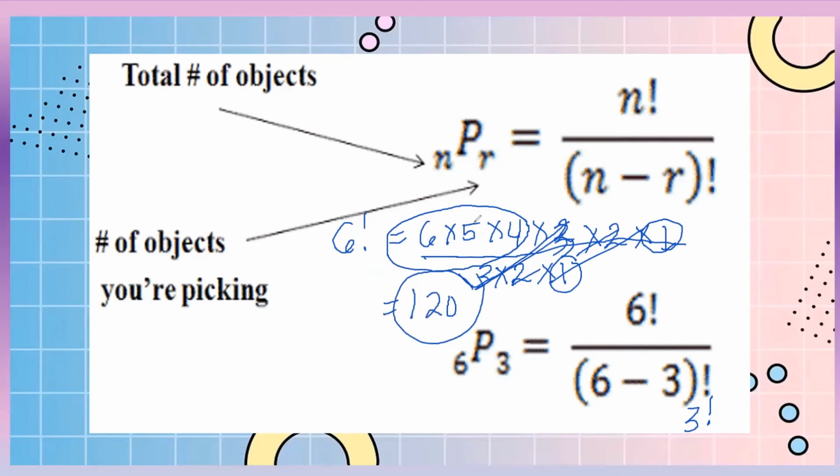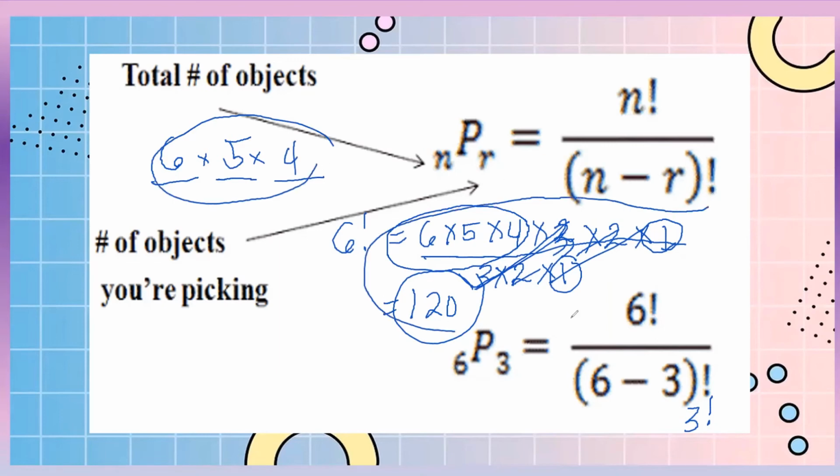Now, there's another shortcut. Di ba? 6. Tatlo lang yung kailangan mo. 1, 2, 3. Kaya, 6 times 5, times 4. Hanggang dun lang. Kung ayaw mo nang gawin lahat to, that's the same. So, tatlo lang yung kailangan mo. So, you start with 6. Tapos, hanggang tatlong numbers lang. And then, multiply all this, you'll get 120. Now, get your calculator.